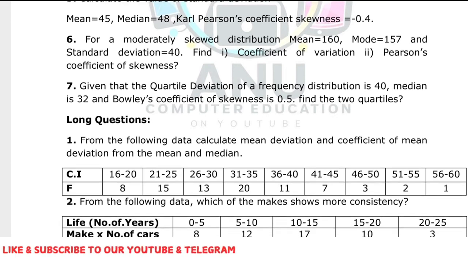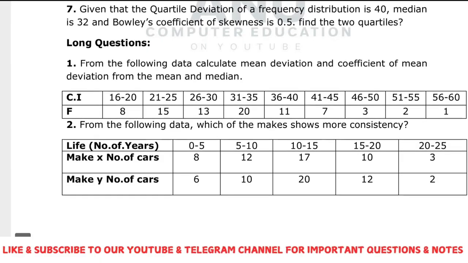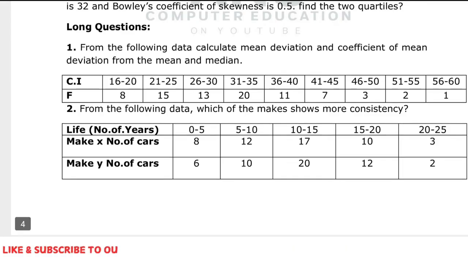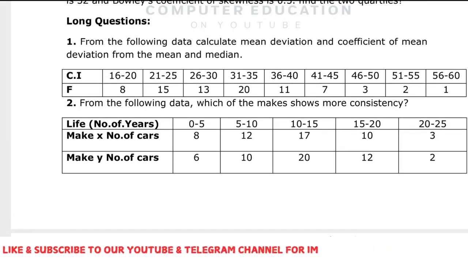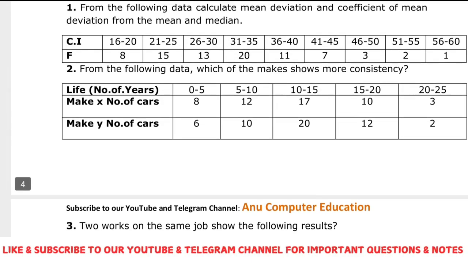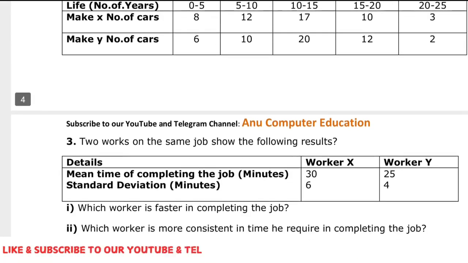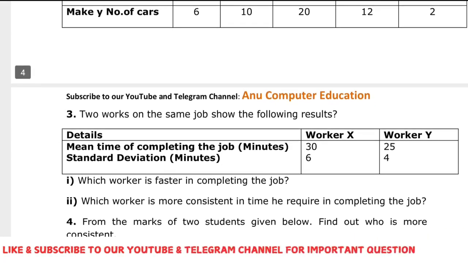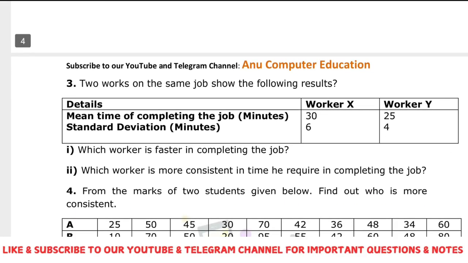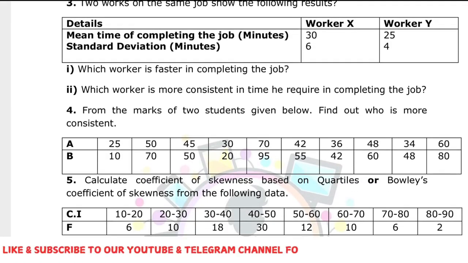Next, mean deviation and coefficient of mean deviation, it is one of the very important questions. And next, who is more consistent, this is very important. So we have to calculate the standard deviation. Okay, so you know CV is equal to sigma by mean into 100. So we have to calculate it for X cars as well as Y cars, and whose value is lower, we can say that person is more consistent. Okay, 2 same jobs, the same problem as above, second problem and third problem, but the pattern is different. Okay, so try to practice all these patterns. These are very important problems.